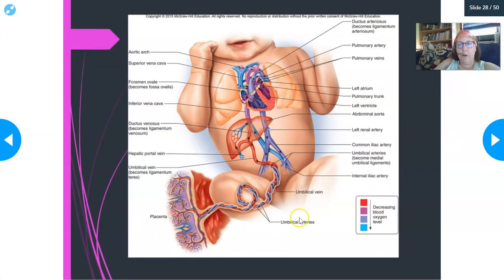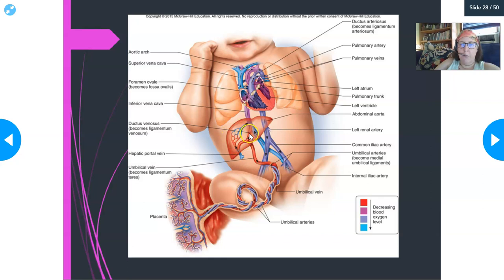So here again, they are illustrated. The umbilical vein is in red because it has the oxygenated blood, and the arteries are in blue. You can see here, it's in red. It's bringing oxygenated and nutrient-rich blood, and it goes to the liver, which makes sense because the liver processes nutrients and stuff like that.